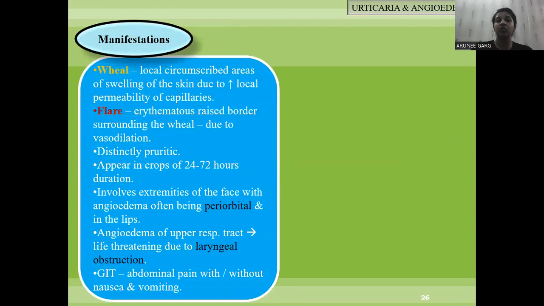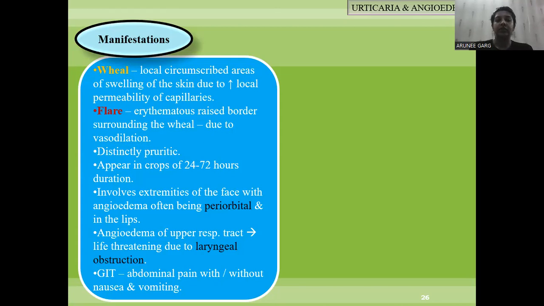The manifestation is a wheal. There is a local circumscribed area of swelling of the skin due to increased local permeability of the capillaries. A flare. The wheal and flare regions are very common in urticaria. A flare is an erythematous raised border surrounding the wheal. A wheal appears pale and the surrounding area is erythematous due to vasodilation. It is distinctly pruritic. It appears in crops of 24 to 72 hours duration.